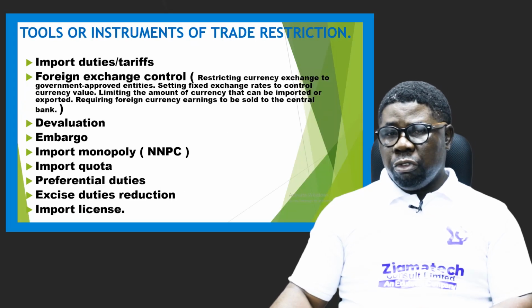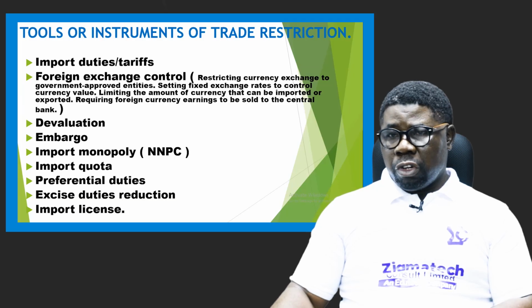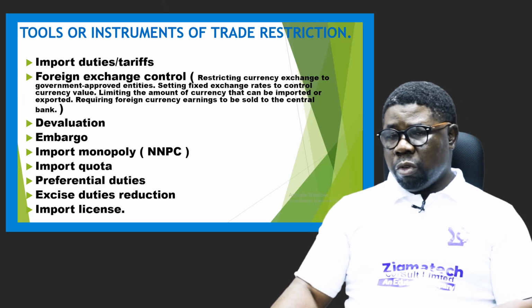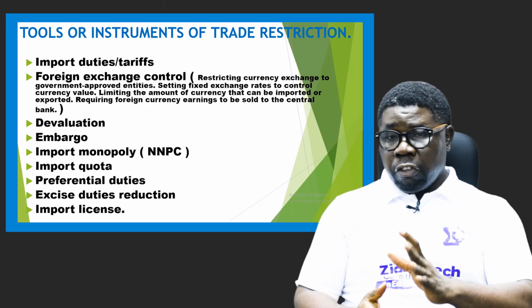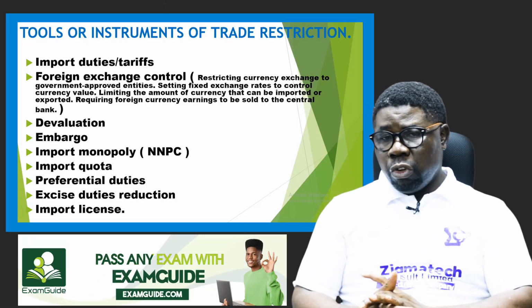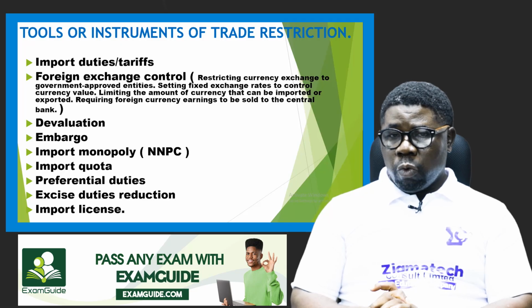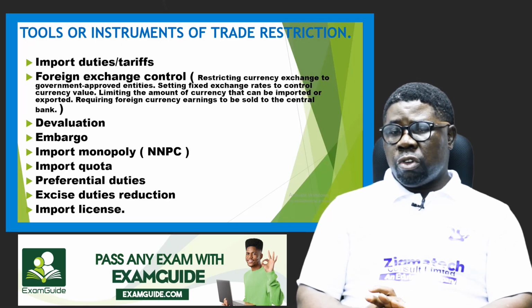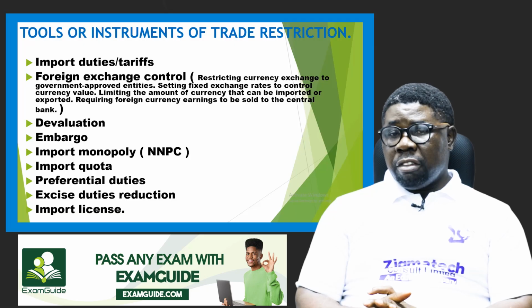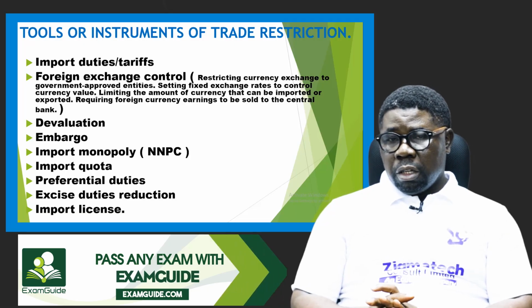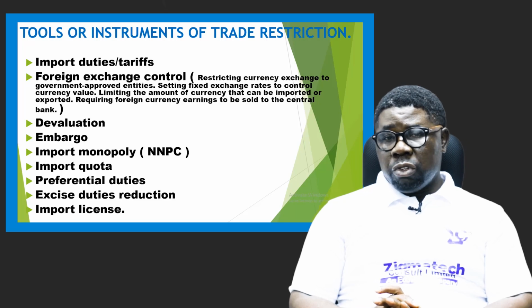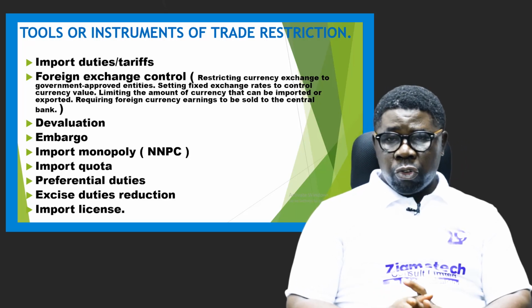Some tools can be used in these restrictions of international trade. Let's look at some of those tools that can be used to restrict trade. This is not exhaustive, but we can use this to explain more. We have what is called import duties or tariffs. These are taxes that are levied on goods that are coming into or going out of the country. These are taxes on goods that are imported or exported.